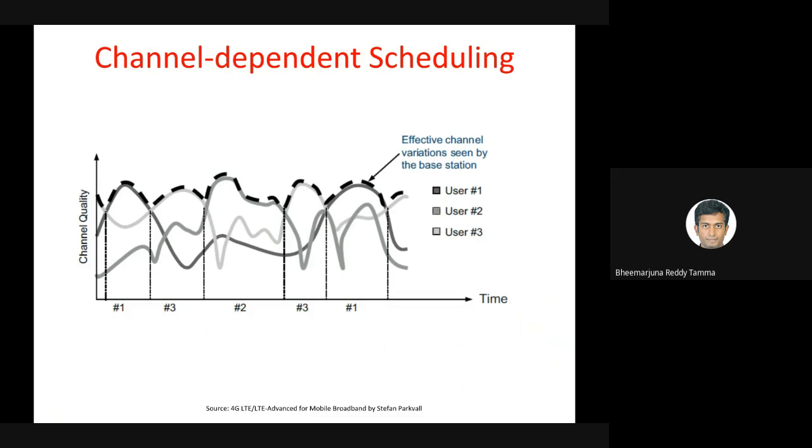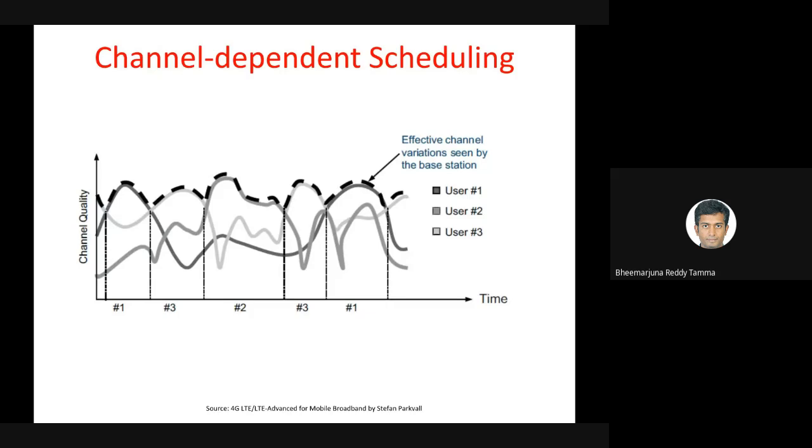And in general, in wireless networks, the scheduling that you do is called channel dependent scheduling. So you can appreciate what I'm saying by looking at this illustration. Look at this time versus channel quality for three different users. Don't worry about downlink and uplink here. This is the channel quality that is available for three different users. You see one dark curve, one light curve, and one medium curve: user 1, user 2, and user 3.